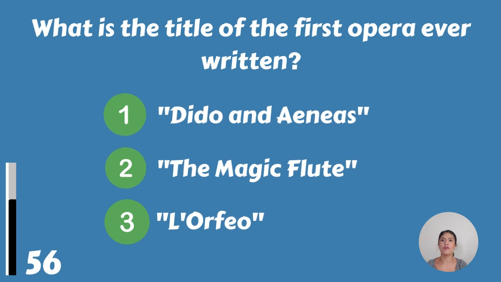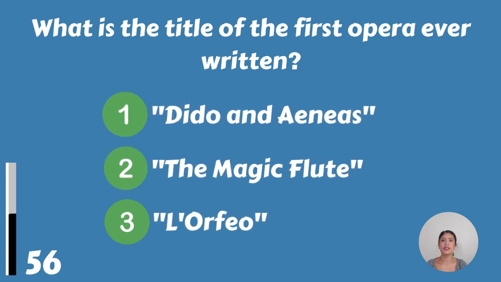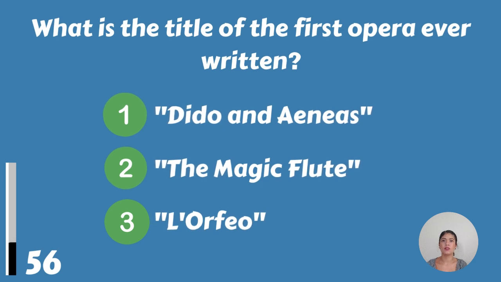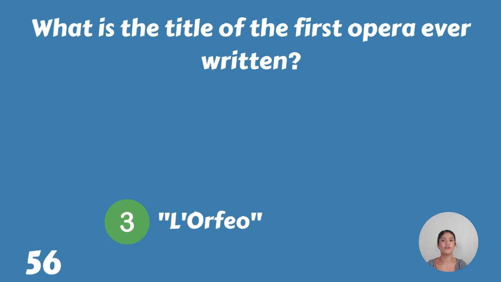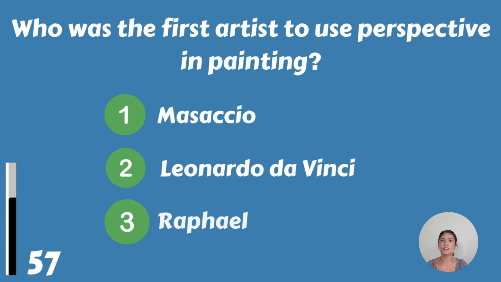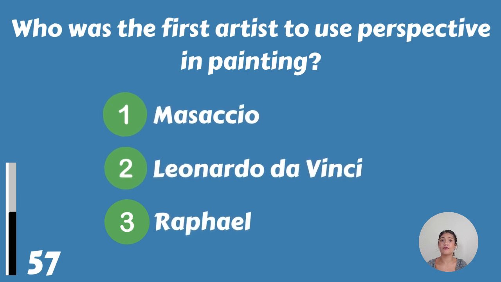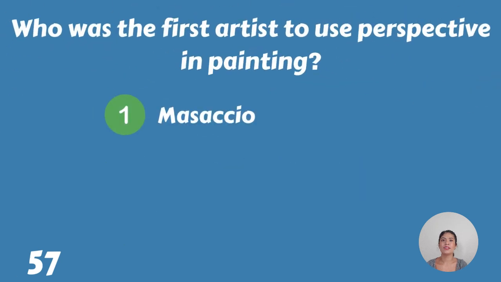What is the title of the first opera ever written? Dido and Aeneas, The Magic Flute, L'Orfeo. L'Orfeo. Who was the first artist to use perspective in painting? Masaccio, Leonardo da Vinci, Raphael. Masaccio.